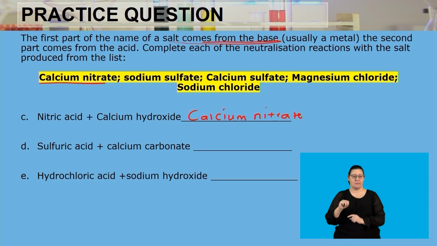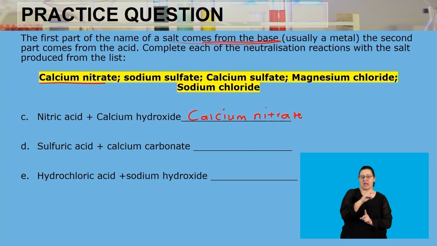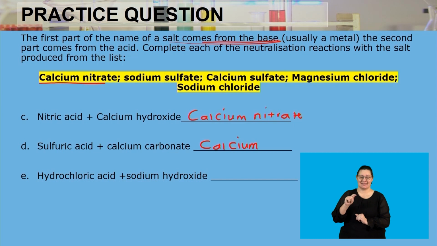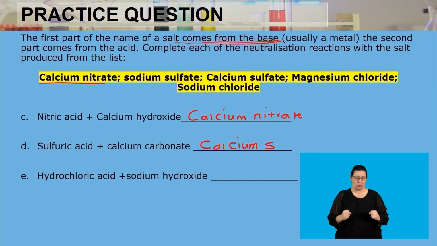And then question D, sulfuric acid and calcium carbonate. Again, the first part comes from calcium, and then the last part comes from the sulfuric acid. So we're going to have calcium. Remember that calcium is what we find in our bones. It makes our bones and teeth very strong. So it's going to be calcium sulfate.